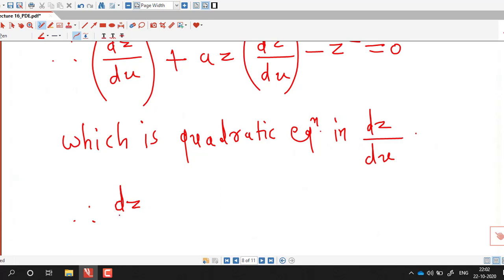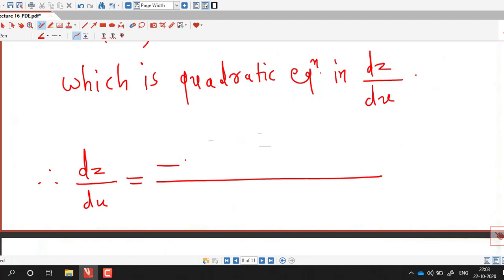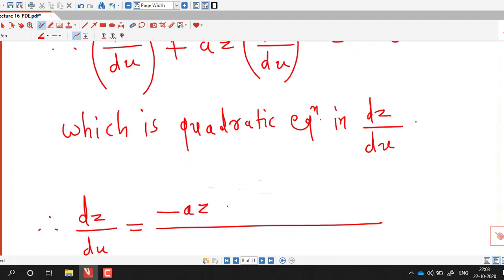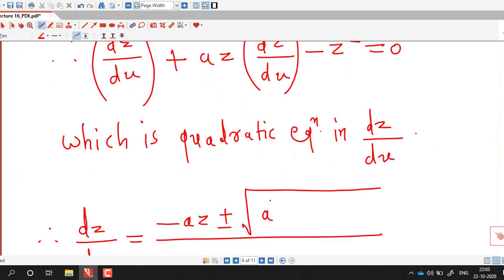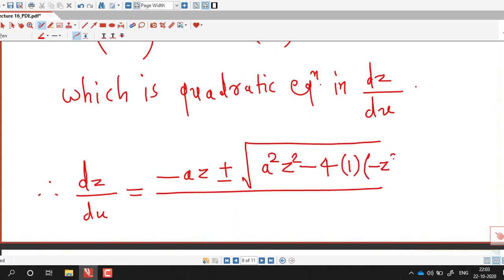So therefore we have dz/du equal to minus the coefficient of dz/du, which is az, plus or minus under root b square minus 4ac. b square means the square of a into z, which is a square z square, minus 4 times a, meaning the coefficient of (dz/du) square, and c means minus z square, divided by 2 into a, which is 2 into 1.